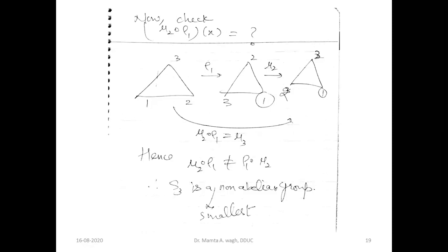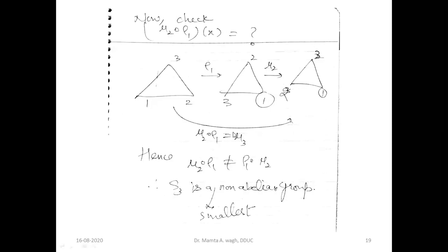Next, what you have to check? You have to check the identity element, the inverse of each element, and then associativity. That will follow here also, because we are taking function composition, which is associative. Then next thing you can check is commutativity, whether it is an abelian group or not.